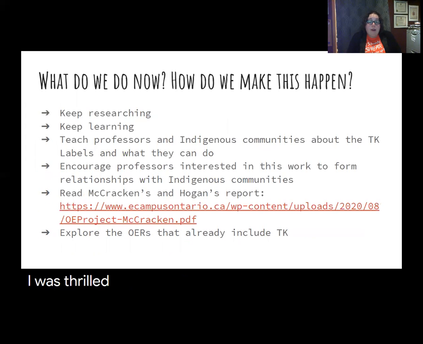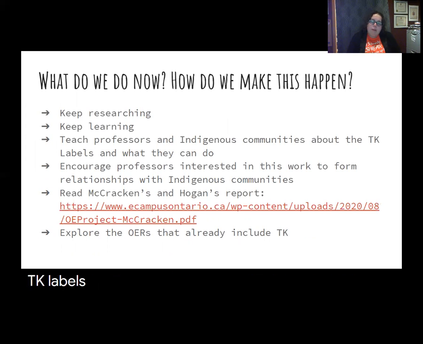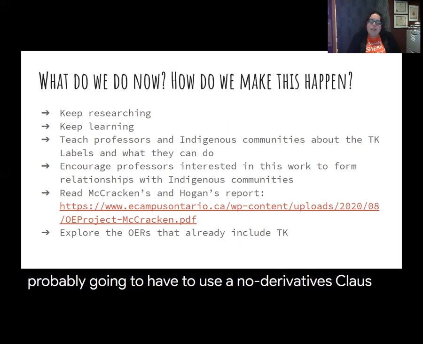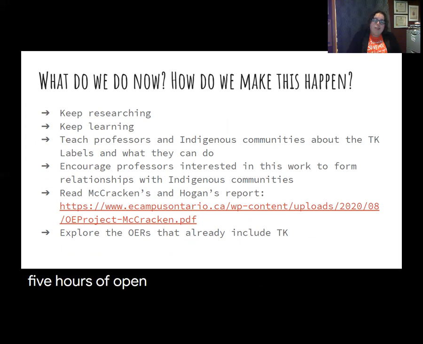I was thrilled to find McCracken and Hogan's report because it reached very similar conclusions to my paper. It even validated the notion that in order to use TK labels with Creative Commons licenses, you're probably going to have to use a no derivatives clause, which does go against our Western-centric idea of the 5 R's of open, but it's a notion that McCracken and Hogan agree with, and they have it backed up by Indigenous elders.